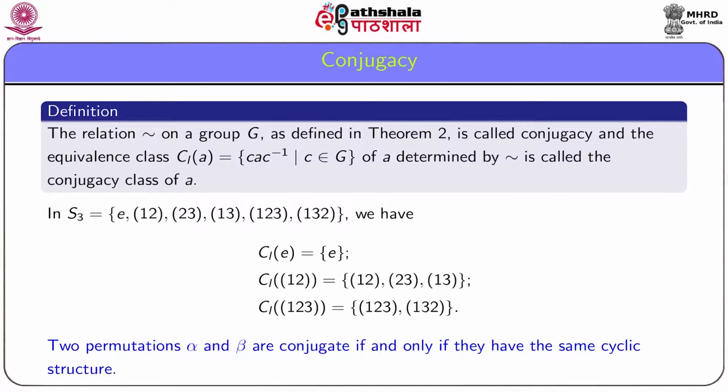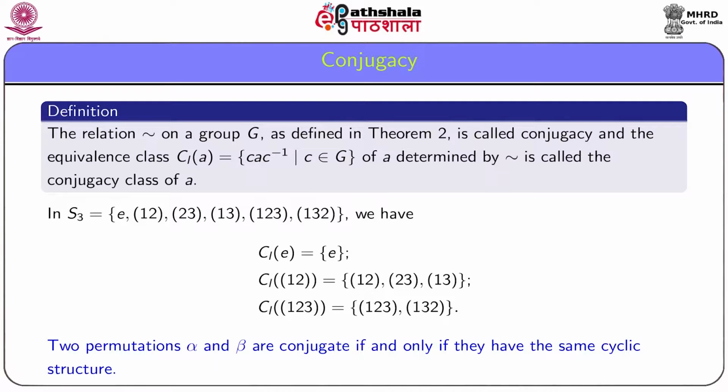The relation rho on a group G as defined in the previous theorem is called conjugacy, and the equivalence class of A determined by this equivalence relation rho, which we denote here by CL A, is called conjugacy class of A. Thus, CL A is the collection of all elements C A C inverse where C is in G.